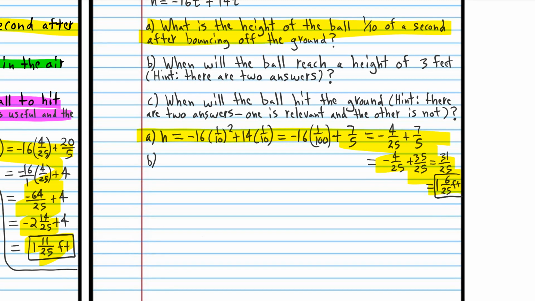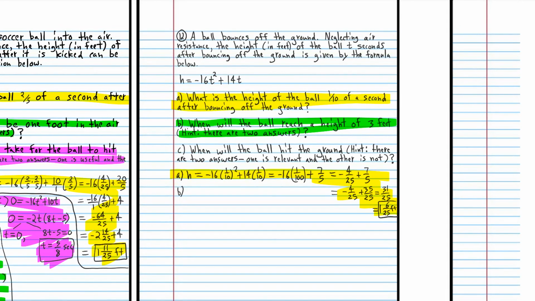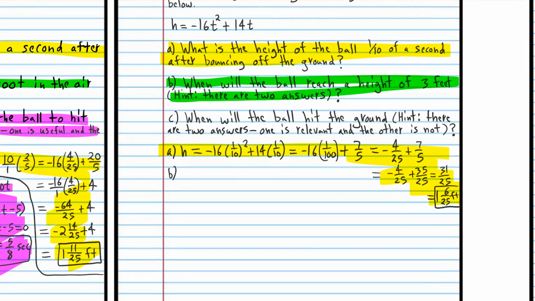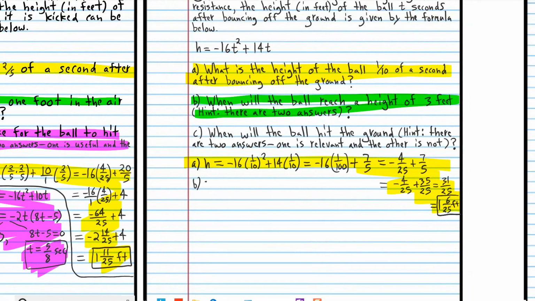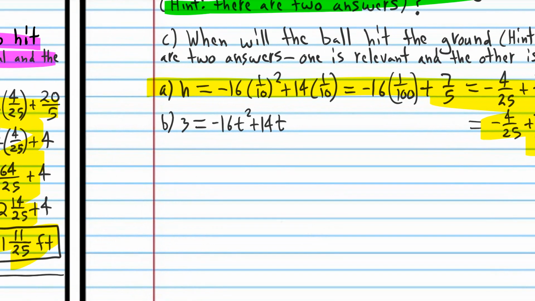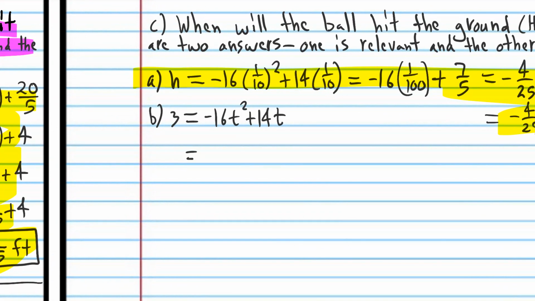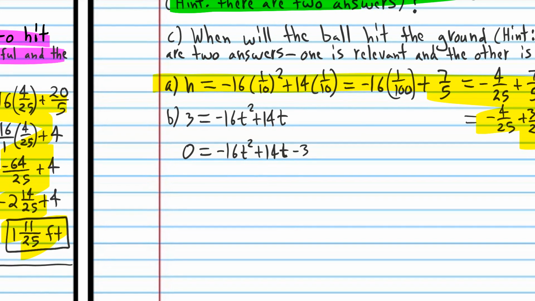When will the ball reach a height of 3 feet? Hint, there are 2 answers. So there's going to be 2 answers for this one. So we let h equal 3. So we're going to have to put the equation in standard form, subtract 3 from both sides. And I'm going to divide both sides by -1, but I'm not going to show that because we don't have enough time.